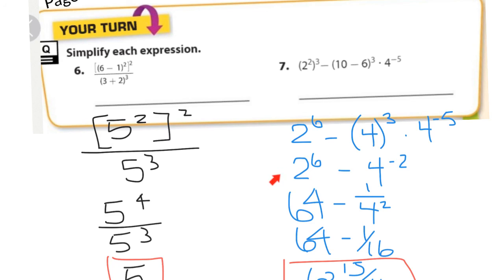And now I evaluate. 2 to the 6th power is 64. That's 2 times 2 times 2 times 2 times 2 times 2. This 4 has a negative exponent, so it has to be written as a denominator. And now it's squared, not -2, but a +2. Now, 4 squared is 16, so 1/16. 64 take away 1/16 will give you 63 and 15/16.